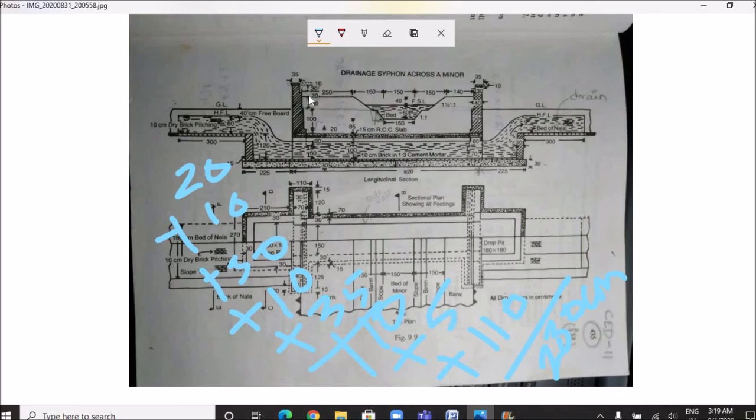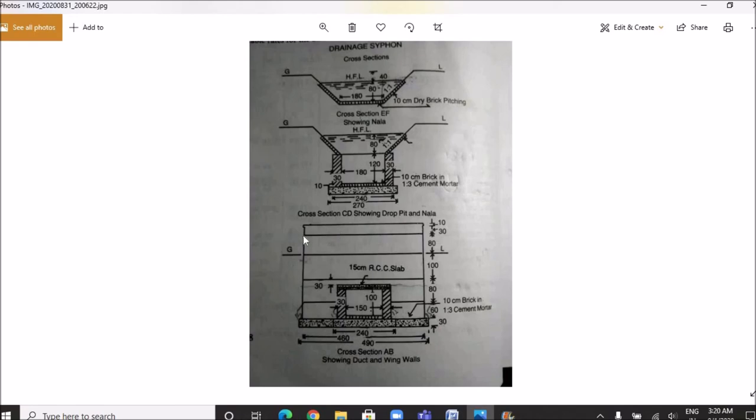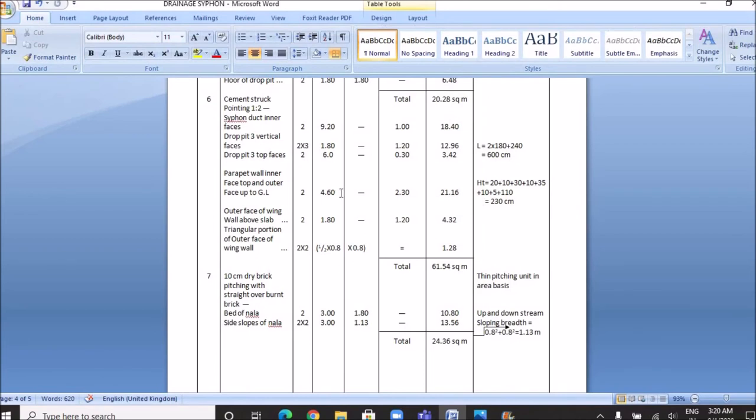The height is calculated from here, 20 plus 30 plus 10 plus 35 plus 10 plus 5 for the projection, and this entire height, which is 110 centimeter. So the total height of the parapet wall inner face, top and outer face up to ground level would be 2.3 meter, and the length of the parapet from this point to this point is 4.6 meter. So the quantity is calculated as 2 into 4.6 into 2.3 equals 21.16 square meter.